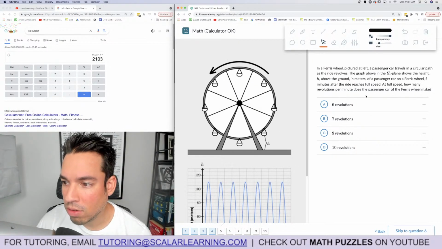A Ferris wheel car follows a circular path as a result. The graph above in the t-h plane shows the height.